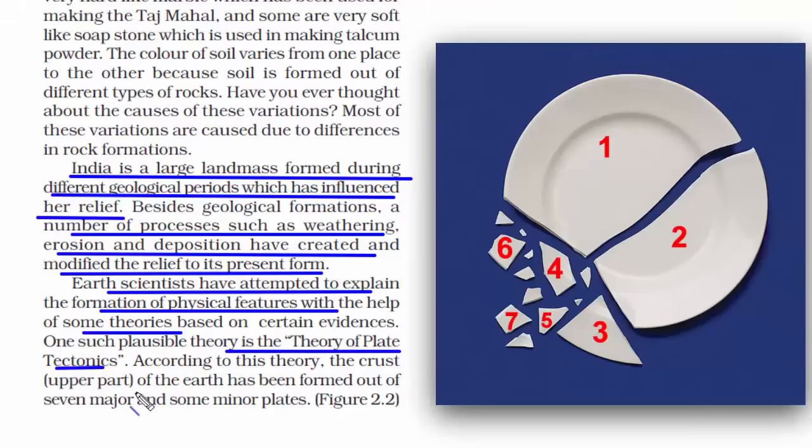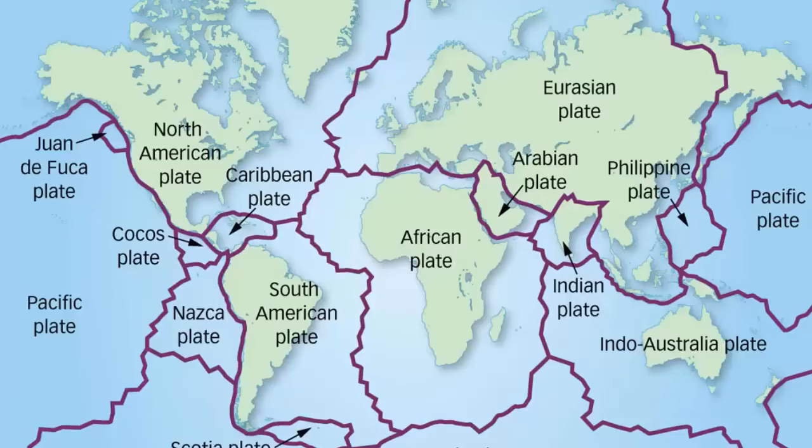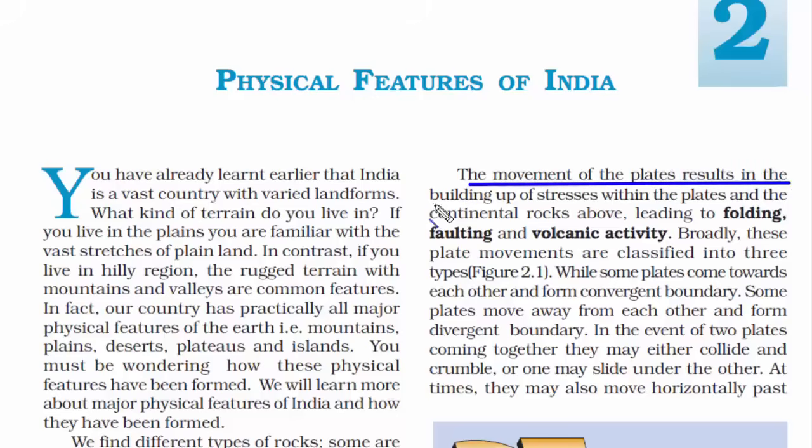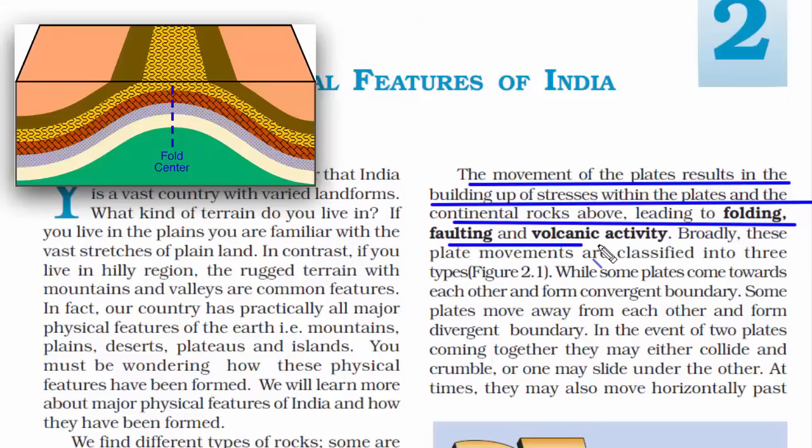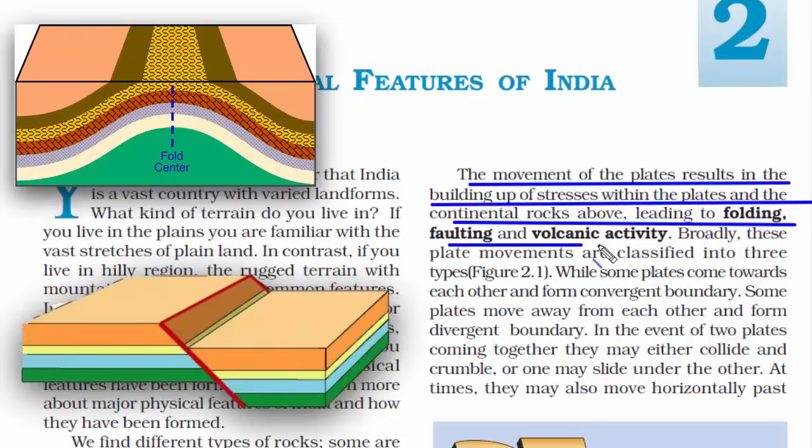So this theory says the crust, that is the upper part of the earth, has been formed out of 7 major and some minor plates. And when these plates move, they build up stress within and the rocks above collide, or sometimes a large chunk of soil gets separated, leading to folding, faulting and volcanic activity.